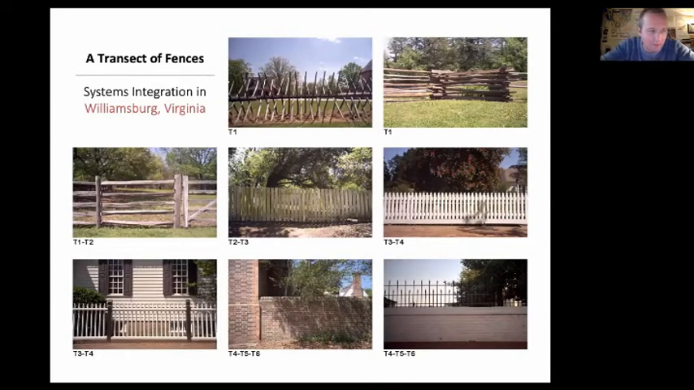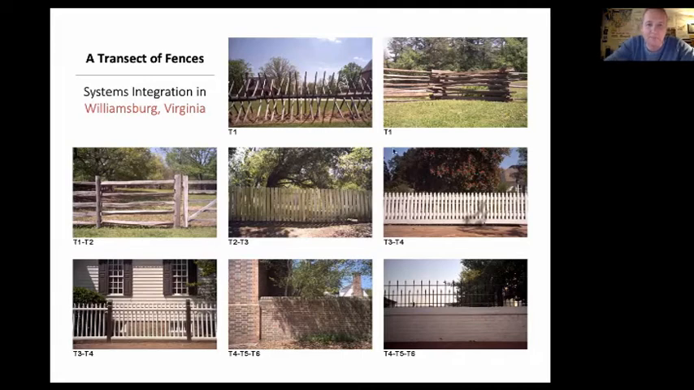And you can go to different places around the world. This is an example in Williamsburg, Virginia. And you can study how individual elements fit into this rural to urban transect. So this is a study of fences in Williamsburg. And these fences are all part of a larger system.